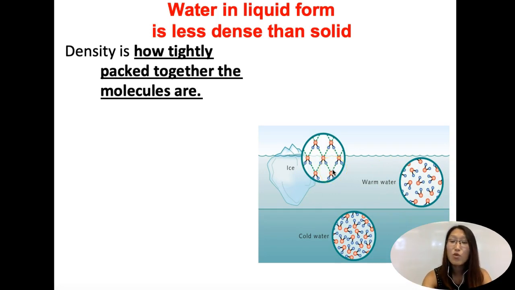For ice, normally a solid, right? Think about a solid brick of iron versus liquid iron, which you don't see on a daily basis, but the solid is very, very dense, right? It's very heavy, very dense.